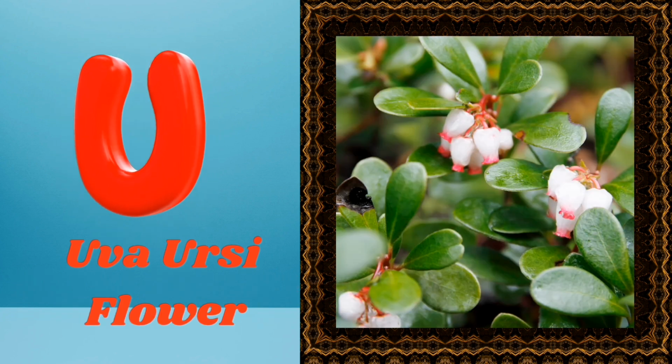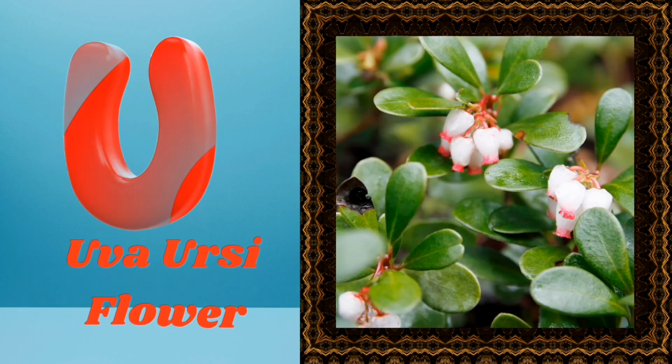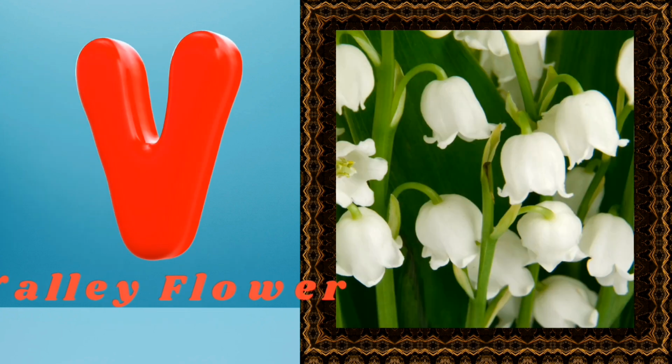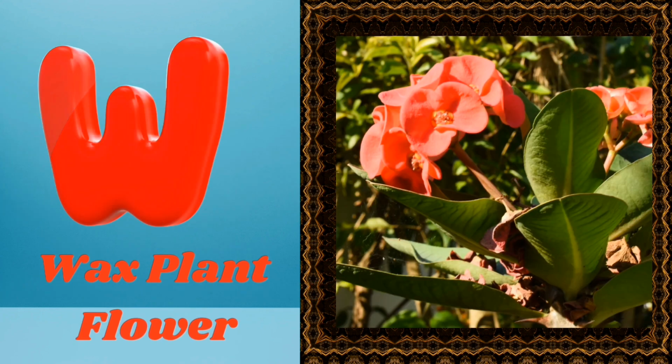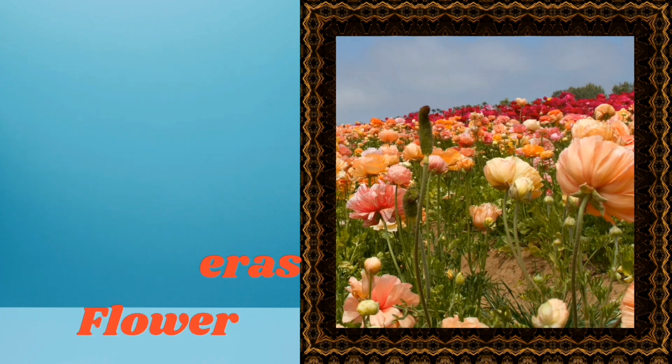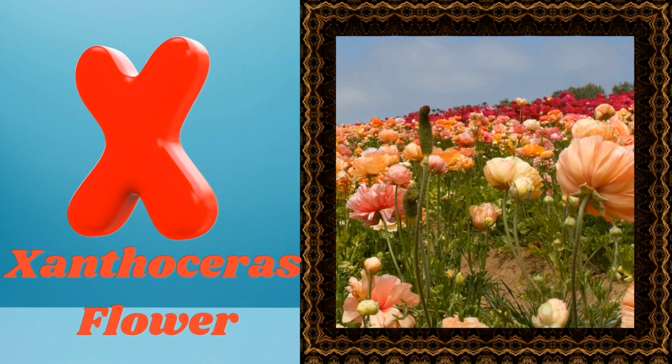U is for uva seed flower. Uva seed flower. V is for valley flower. V, valley flower. W is for wax plant flower. Wax plant flower. X is for Chanterstraat flower. X is Chanterstraat flower.